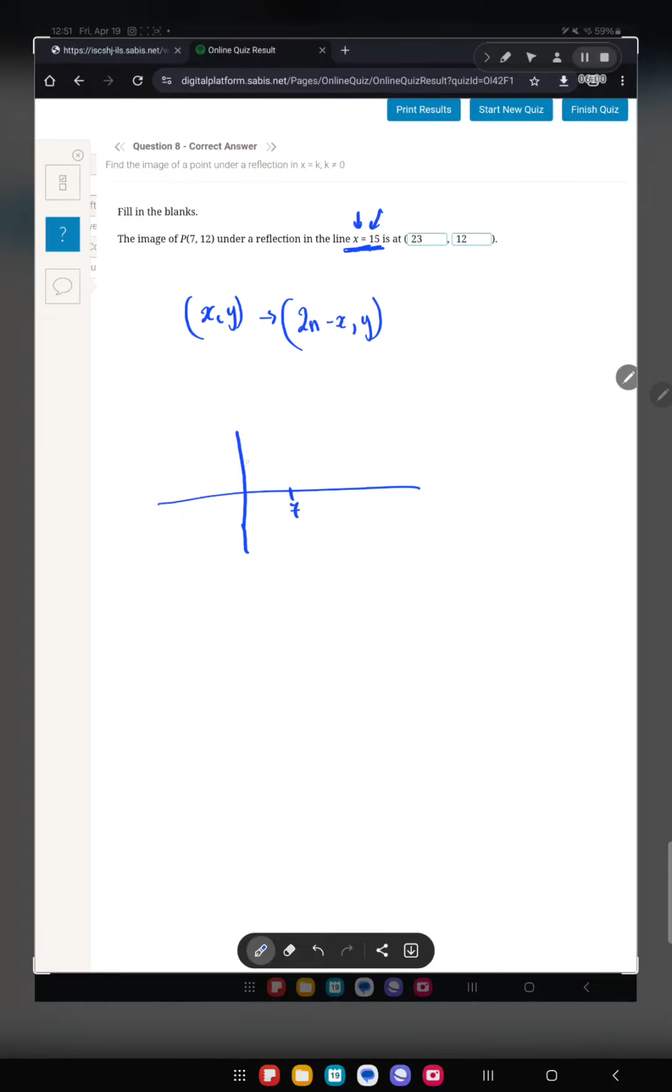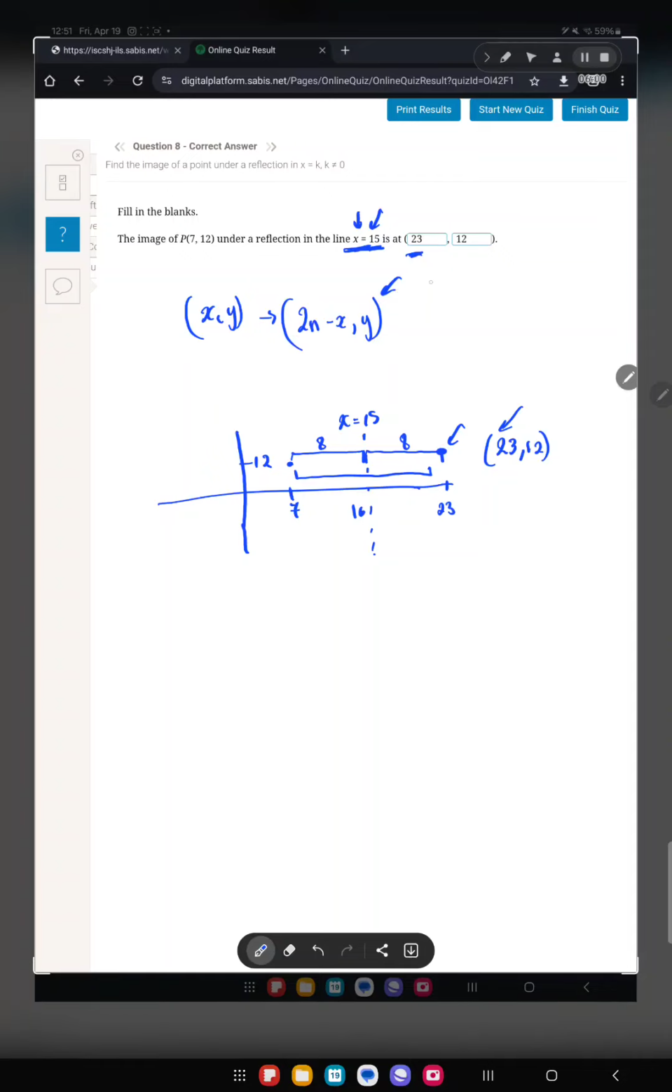(7, 12) would be here, and the line x = 15 is over here. Reflected, this is going to be 8 units. That means on the other side there should also be 8 units, so in total 16 units. So it's going to end over here at 23, and it stays at 12. So (23, 12). This is the graphic way.